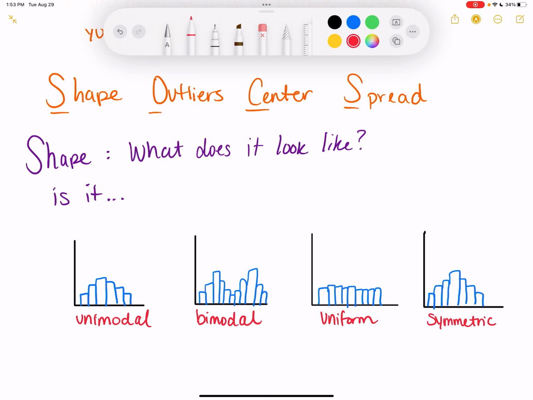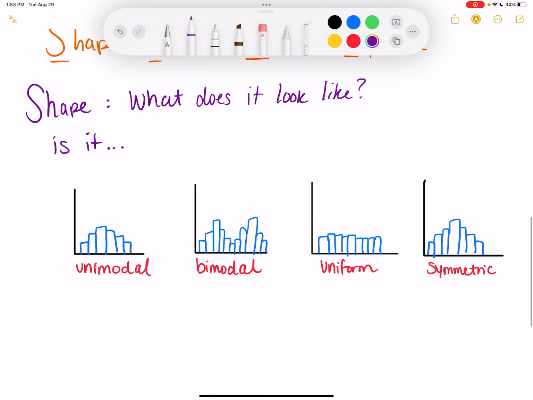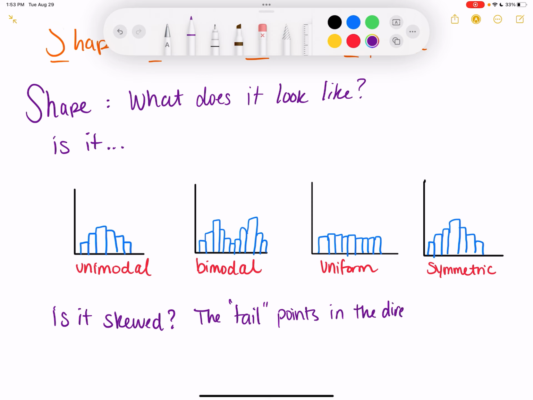So when we're describing the shape, we want to say, is it unimodal, bimodal, uniform, or symmetric? But we also have another question under shape that we want to talk about, and that is, is it skewed? The way that I remember this is that the tail points in the direction of the skew.